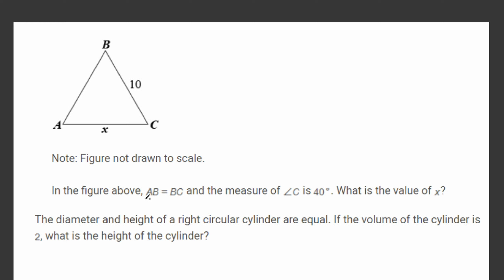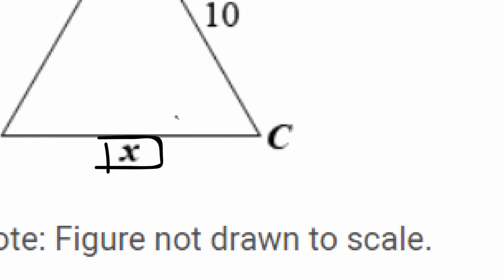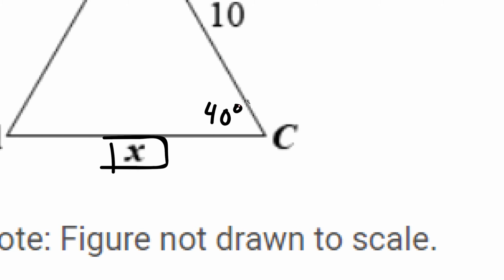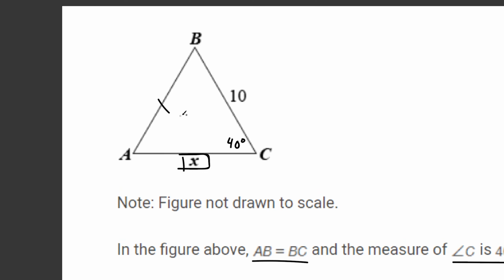So in the first problem, it states that AB and BC are congruent and angle C is 40 degrees. And we're looking for X. So this is what we're looking for. Angle C is 40 degrees, so let me just put that in. And AB is congruent to BC. So now what we have is an isosceles triangle.